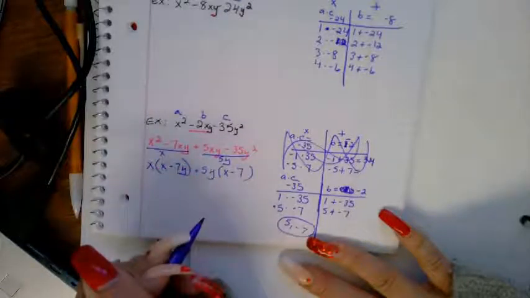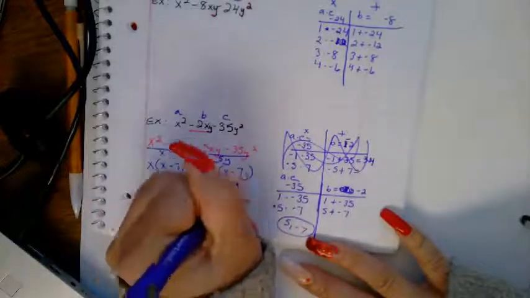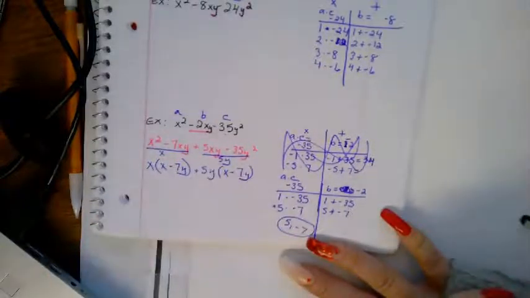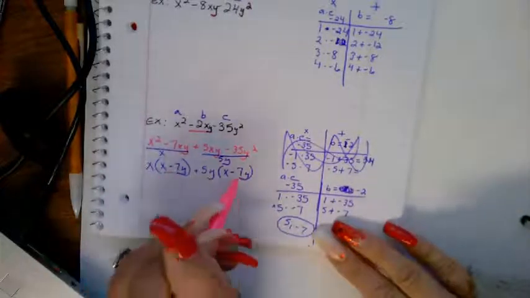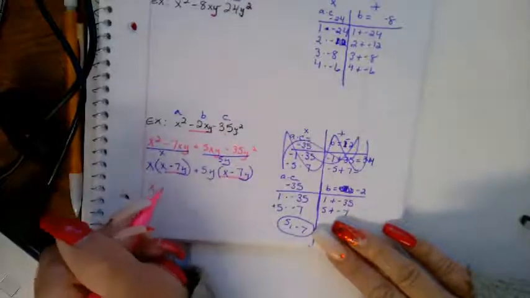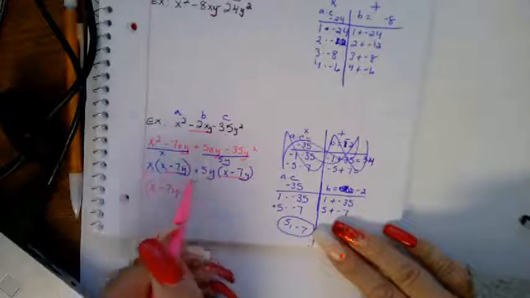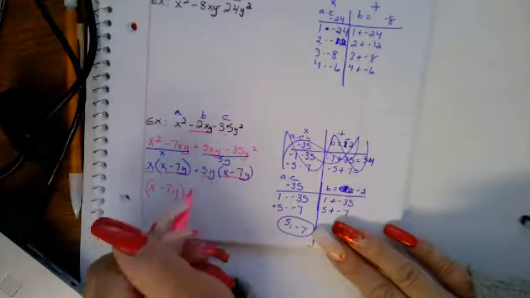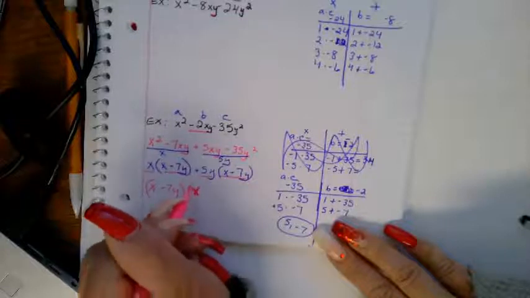Okay, so we got matching in our parentheses. Woohoo, that's good. Okay, so I'm going to write that first. That's our first group over here. And then we're left with our x and our 5y. X plus 5y.